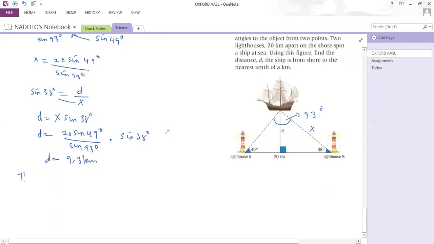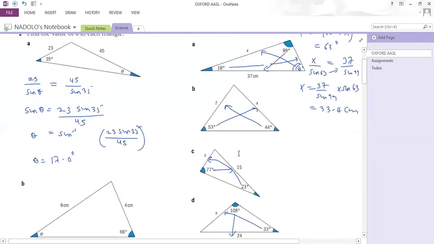So we can say the ship is 9.31 kilometers from the shore. So to the nearest tenth of a kilometer, it should be 9.3. Right. So that's the end of exercise 11F.